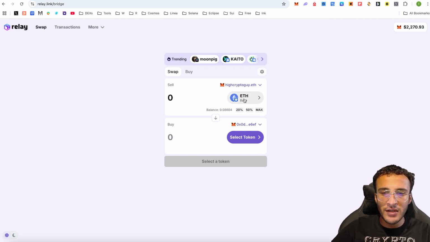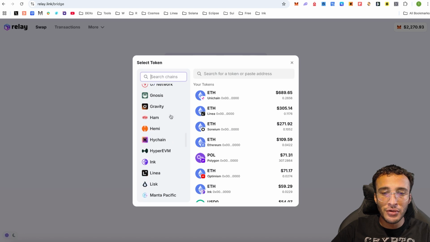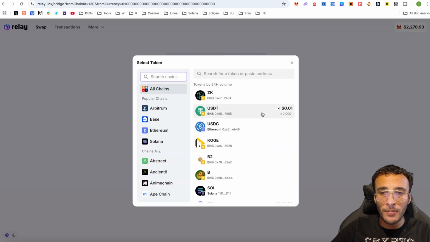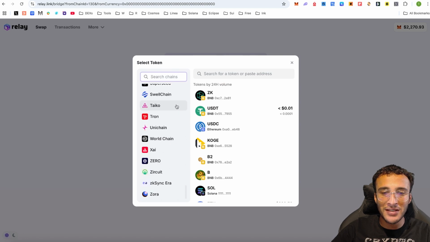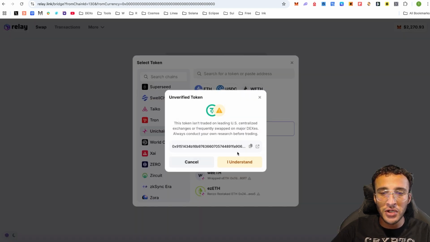So the first step is very simply choosing the network that you want to bridge and swap on. Therefore, I'm going to choose any network. It could very simply be, I don't know, Unichain if I wanted, and I could very simply choose Ethereum to swap from. And in the swapping section too, I want to choose USDT0 on the Unichain network. So I'm going to come over here, I'm going to find USDT0, which I can see.